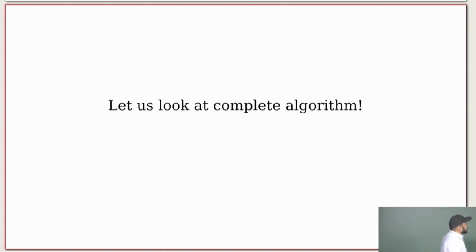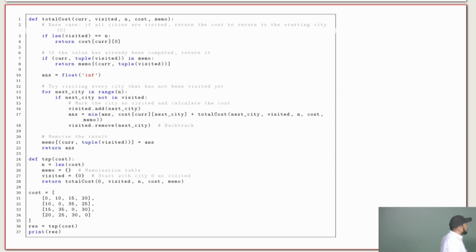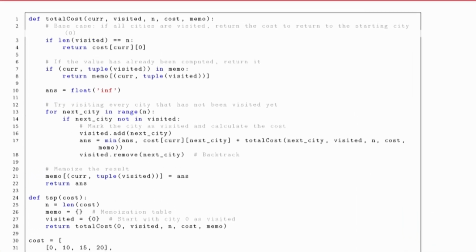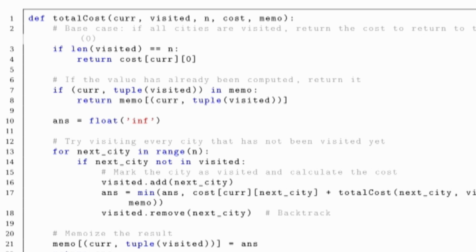Let us look at the complete algorithm, in Python. I don't think you can really see all this, but I can point out the overall structure. Basically it's a recursive code where we have a total cost, which is a recursive routine, and then there are some checks whether we have visited all the nodes.